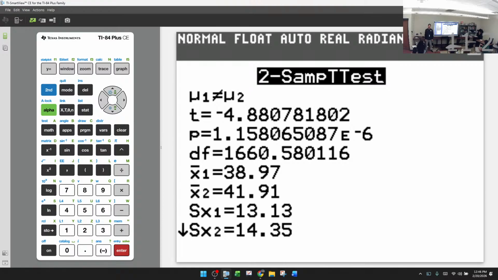Please, for the love of goodness, please do not put down the p-value as 1.15. If you put the p-value as 1.15, we're not doing very well in this class. Because the p-value is the chance of getting the sample we got, and I don't think the chance is 115%. There's that times 10 to the -6 way over there. If that confuses you, just put the p-value is really, really small, or the p-value is almost 0. That's fine. If you understand it, you can put the p-value as 1.15 times 10 to the -6.